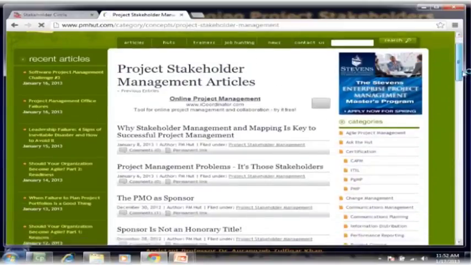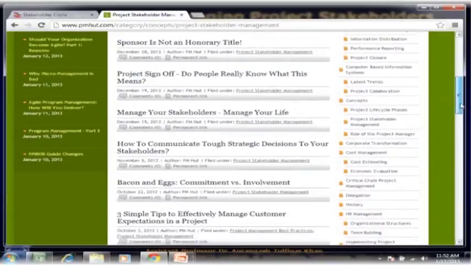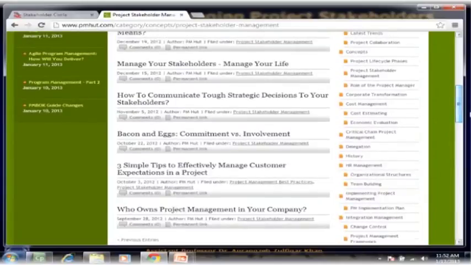If you want to be more specific, you can see here project stakeholder management articles: the PMO as sponsor, manage your stakeholders, manage your life, how to communicate tough strategic decisions to your stakeholders, who owns project management in your company, bacon and eggs, commitment versus involvement, and so forth.